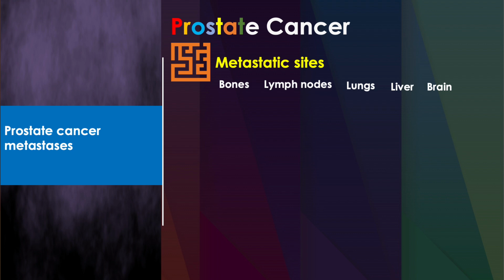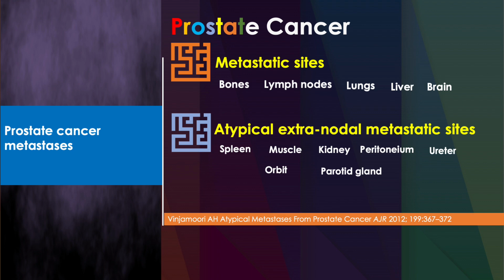One of the things is prostate cancer metastasis. Prostate cancer can metastasize to bones, lymph nodes, lungs, liver, and brain. In fact, you also need to look for atypical or extranodal metastatic sites such as spleen, muscle, orbit, peritoneum, ureter, parotid glands, and kidneys. These are the atypical sites.